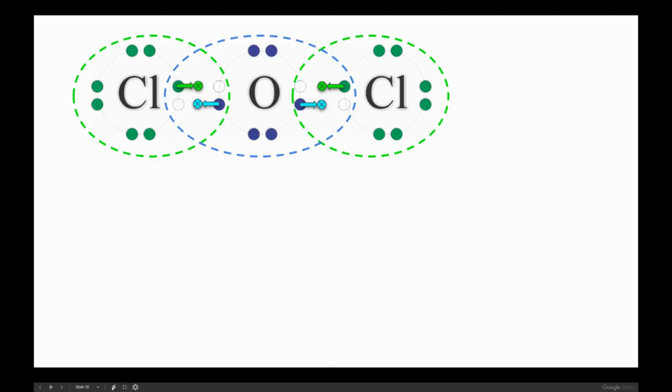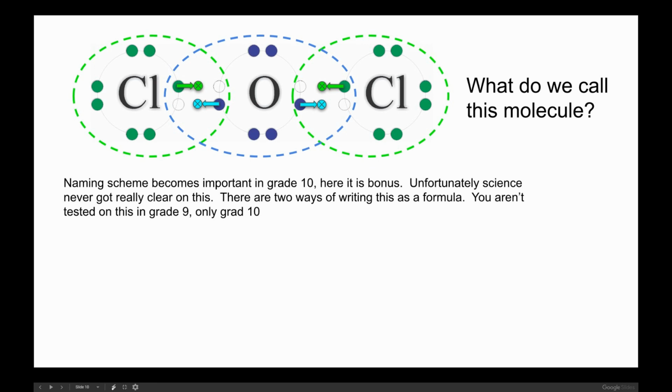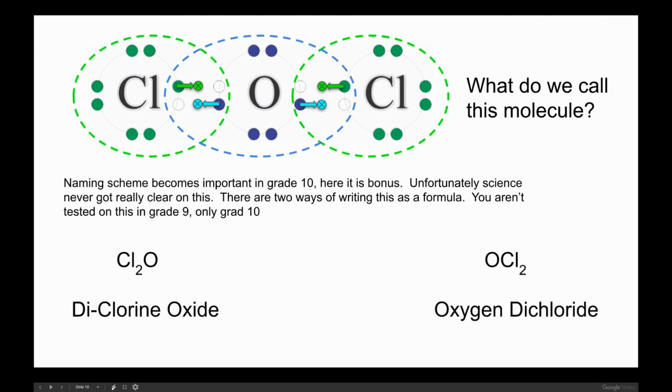So let's push a little bit more. What do we call this molecule? Naming schemes are used in grade 10. Here it is bonus in grade 9. Science never really got clear on this, and we couldn't decide whether it was dichlorine oxide or oxygen dichloride. Both names work. Most of you would probably go, I guarantee it, oxygen dichloride just sounds nicer.